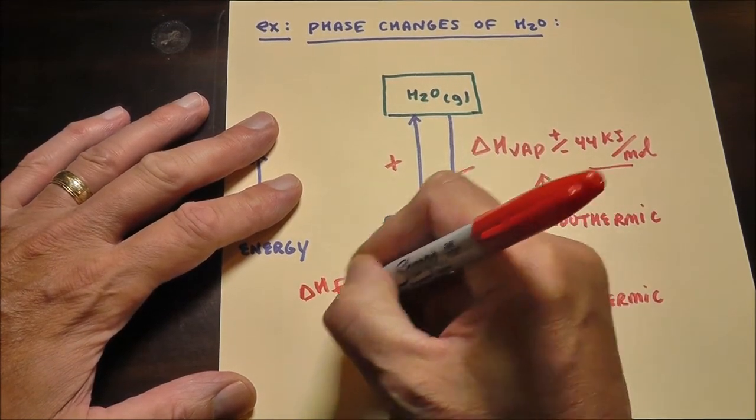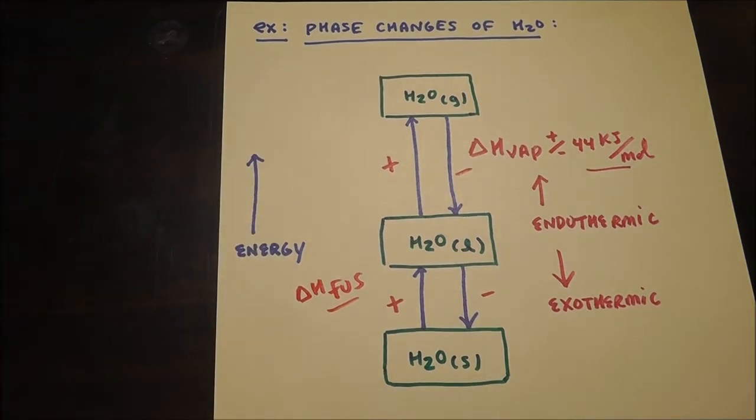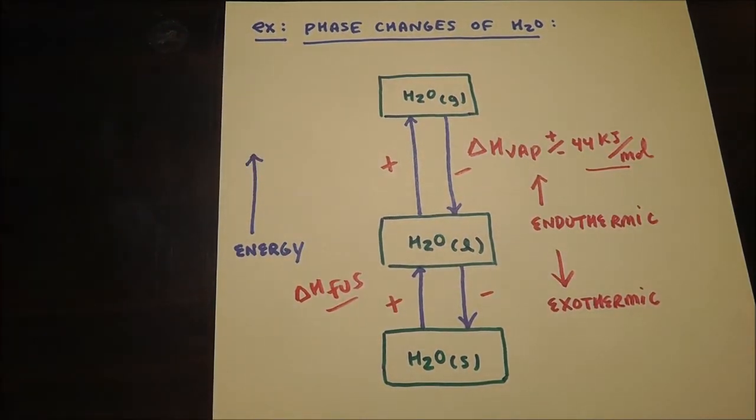So one interesting thing that's very nice about the universe: I forget what delta H of fusion is, it's way smaller than 44 kilojoules, but if you know the delta H of the process going one way, then the opposite way is just the negative of that, or the opposite sign. And so this is 44 kilojoules per mole going either way.